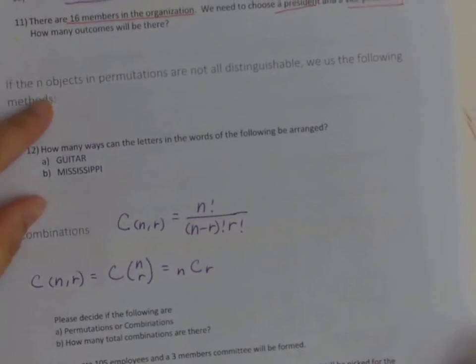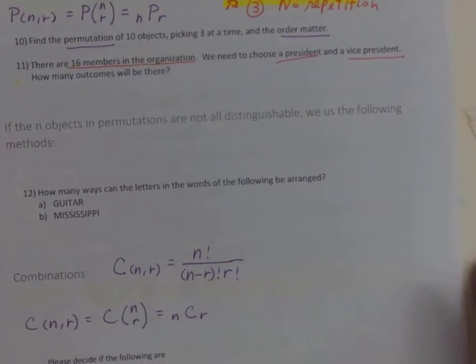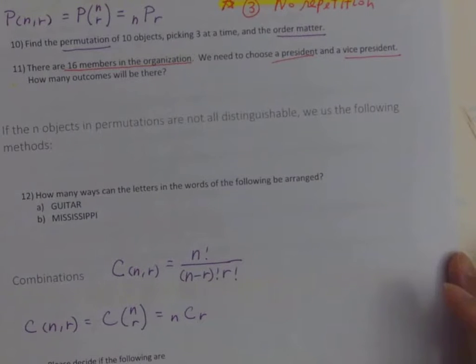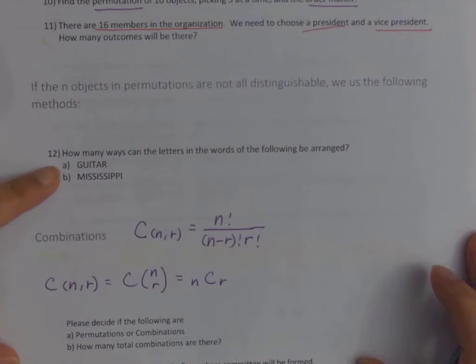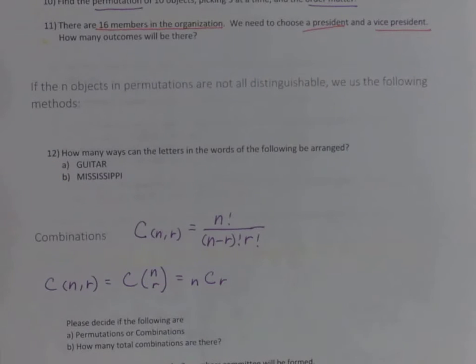So they say if n objects in a permutation are not all distinguishable, we use the following method. Some of the test questions may look like the next one. They say, how many different ways can the letters in the words of the following be arranged? So if I move these letters around, how many arrangements can I have? The first word is guitar, the second word is Mississippi. Let's look at these together. What do we know about them?